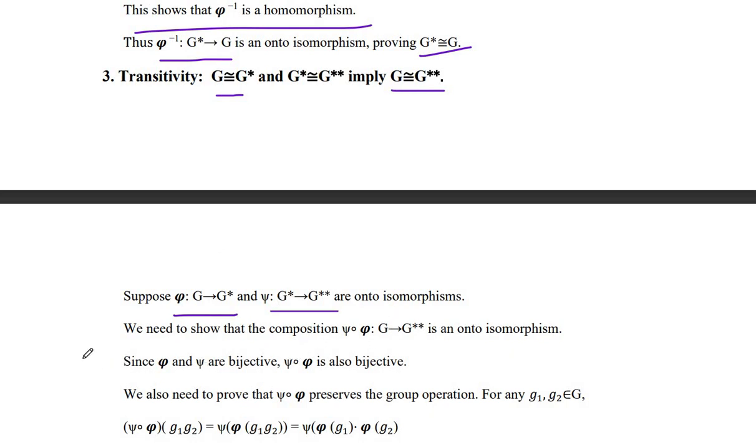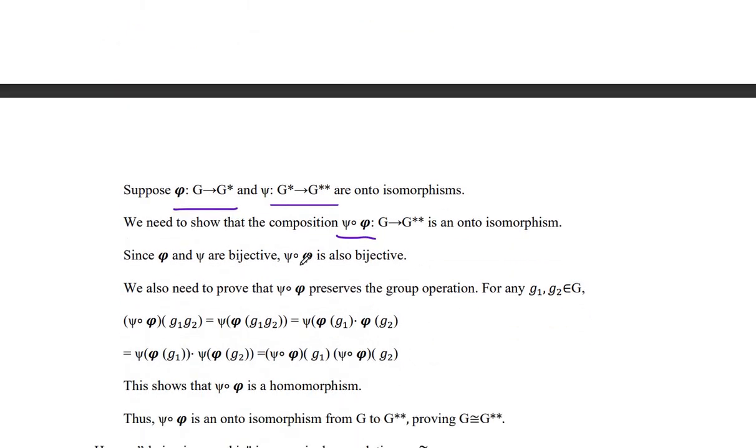So here, when you are writing the element to the right of the mapping, psi composition phi is to be used. We need to show that the composition psi composition phi, from G to G star and then G star to G double star, with phi operating first, is a bijective homomorphism. But because the composition of bijective mappings is bijective, we are not establishing this. Our aim is only to prove the homomorphism part, that is, that this one preserves the group operation.